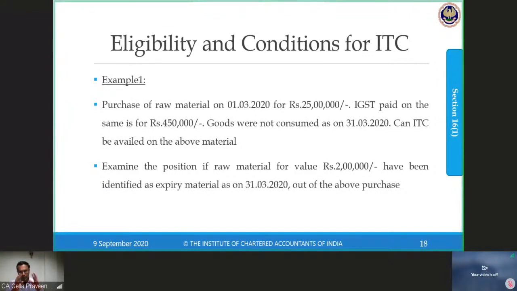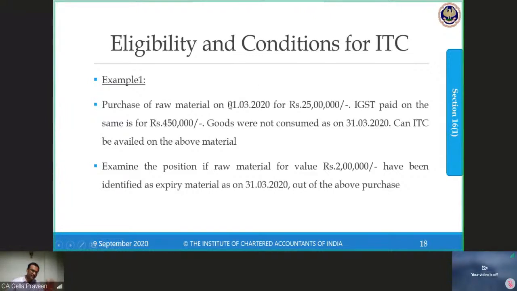I have purchased the goods on 1st March. On 31st March, I have noted that this material is expiry material. It is having an expiry. I cannot use that expiry material. I'm into a manufacturing process. Once the goods are defective or expired, I cannot use that material for my production process. So what would be the answer?